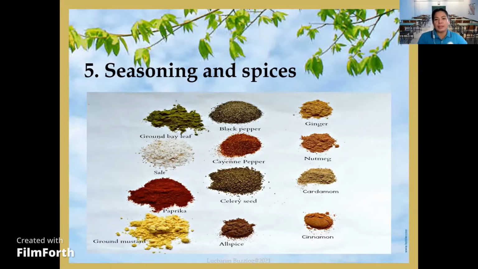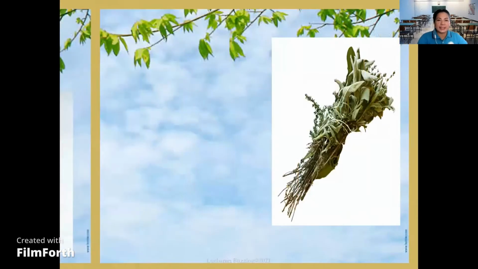yung pinakamadali or best easy way to do. Pero kapag magsi-seasoning and spices ka, so pwede kang gumamit ng kahit alin dito. Pwede mag-ground tubig, tapos lagyan mo ng salt and pepper, then ground bay leaf, ginger, nutmeg, cardamom, cinnamon, allspice, celery seed, paprika, ground mustard. So, pwede mong gamitin kahit ano. So, ang tawag natin dito sa seasoning and spices.